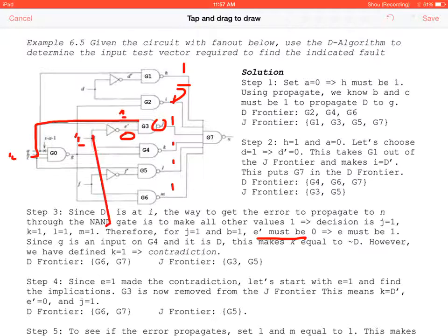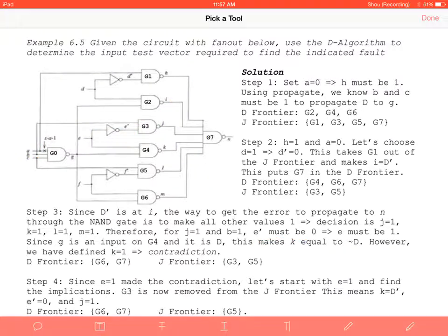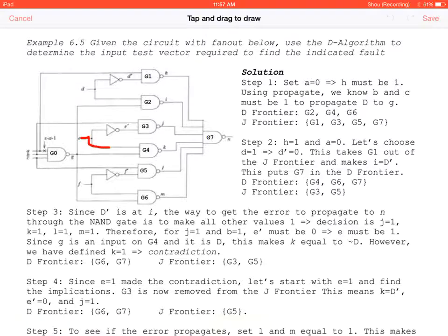But let's see what happens. If E is 1, then that means it's propagated to this input of G4, right? And since we have D bar here in 1, then K must be equal to D bar. However, previously we said 1, D bar, 1, 1, 1, 1, right? Because we've propagated D bar to a value we've defined as 1, that means we have our contradiction. So therefore, we have some sort of mistake. So therefore, we can't define that value as E that way.